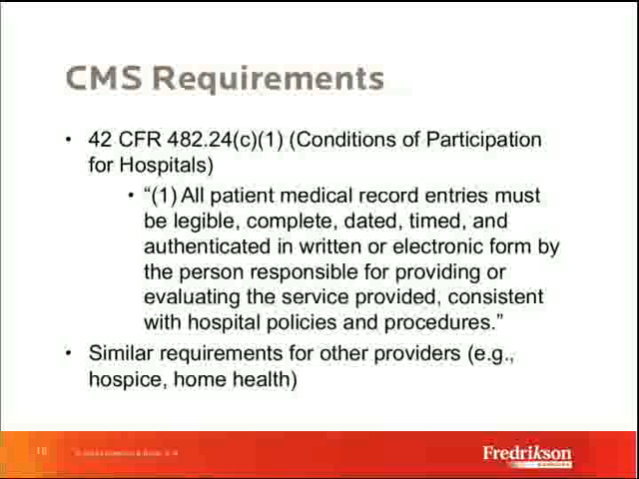So with regard to CMS requirements, as you try to dig down and find what the law says about this sort of thing, you find that in the conditions of participation for hospitals, that condition requires that all patient medical record entries must be legible, complete, dated, timed, and authenticated in writing or electronic form, and this is the key, by the person responsible for providing or evaluating the service provided, consistent with hospital policies and procedures.